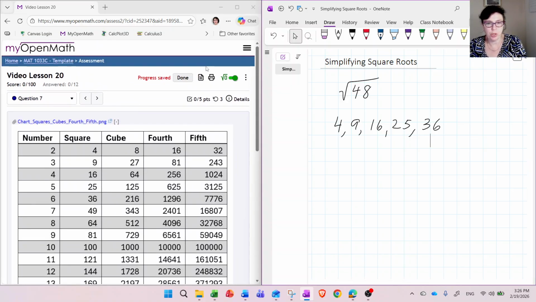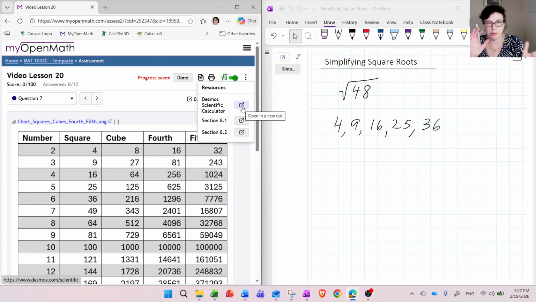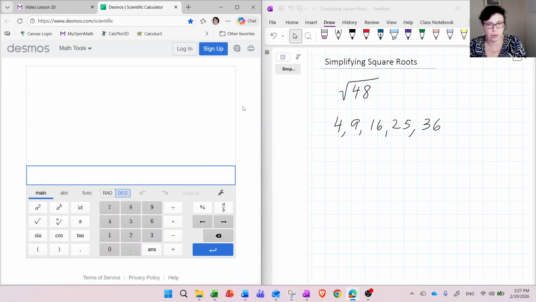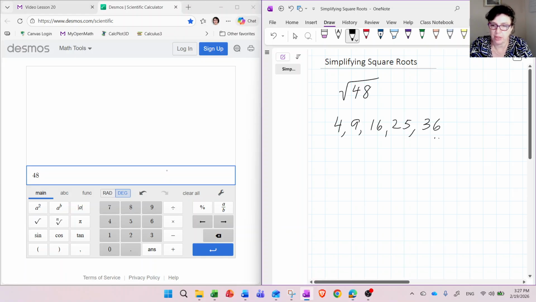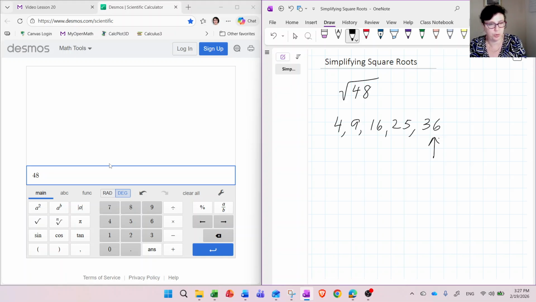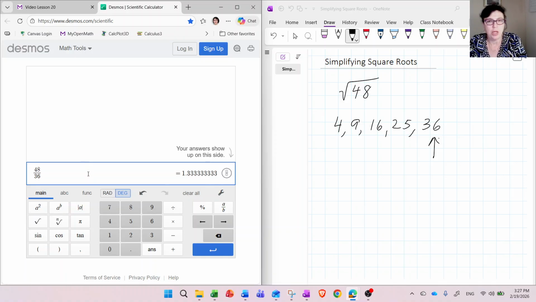Next, we are going to open the Desmos calculator. Because I'm splitting the screen, it's not going to open in the same window, but that's okay. We'll just go to the next window. Then you take your number, the 48, and you're going to start over here. Don't start at 4, start at the last number that's less than 48. Start at that number and start dividing 48 by that number. If you get an integer, in other words, no decimals, then you stop.